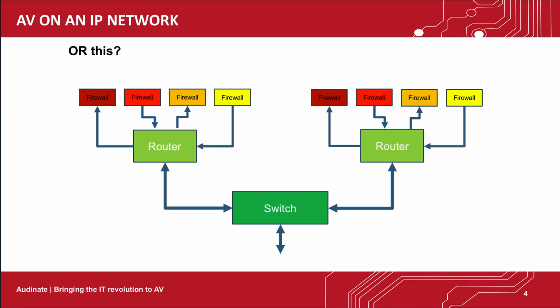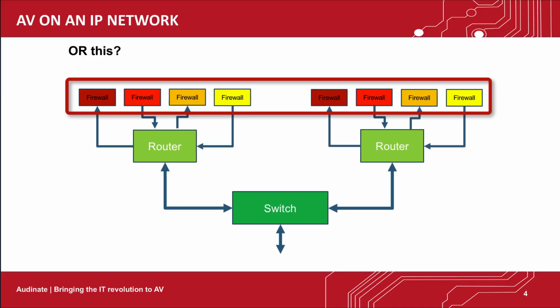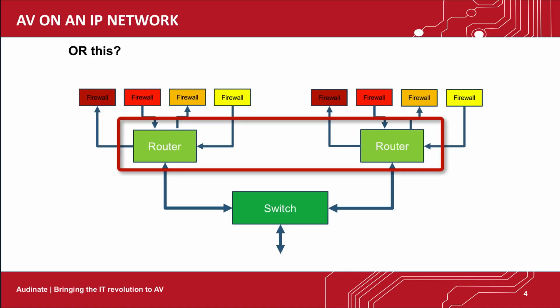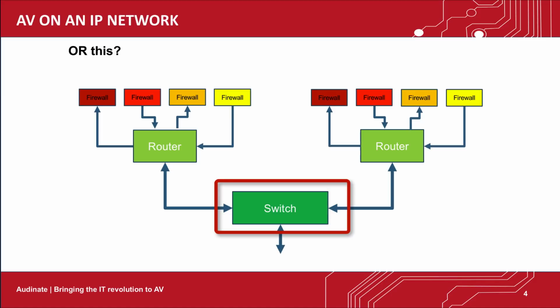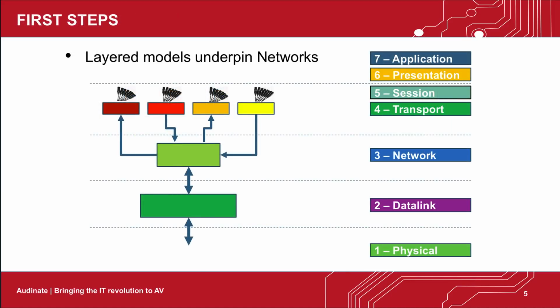We also have different devices on different layers of the network, just like in an analog system. We have firewalls that manage the ports at layer 4, we have routers that manage our IP address connections at layer 3, we have switches that manage our MAC addresses at layer 2, and then we have the physical layer. That's our copper, our fiber, and our RF links. That is layer 1. The first step is to understand why layered models underpin networks.